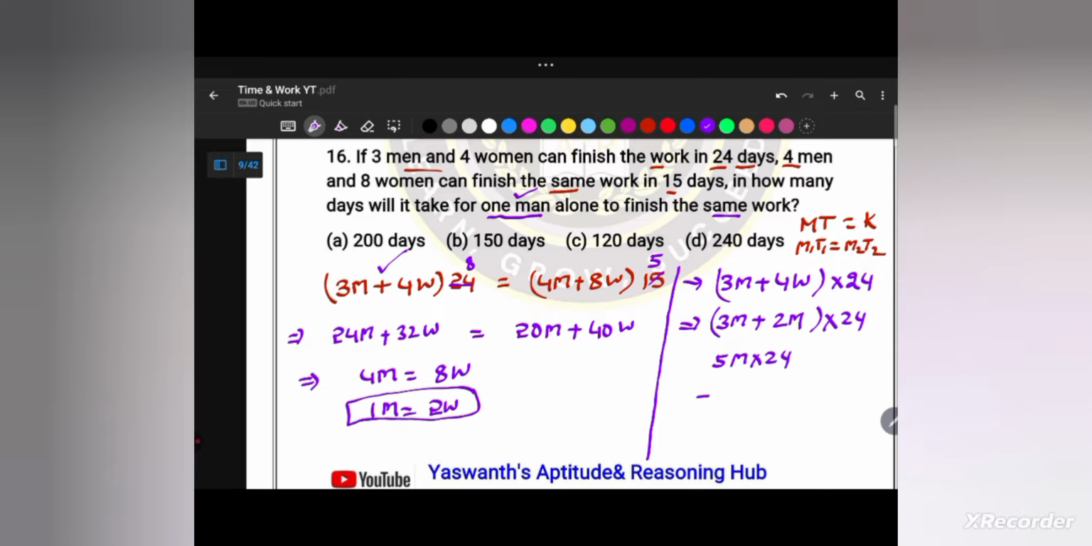To complete the work, it will be taking 120 men in a single day. In case only one man is working, to complete the work, 120 men are required. In case only one man is working, it will be taking 120 days. Because here the work is constant, it will be inversely proportional. Okay, 120 days.